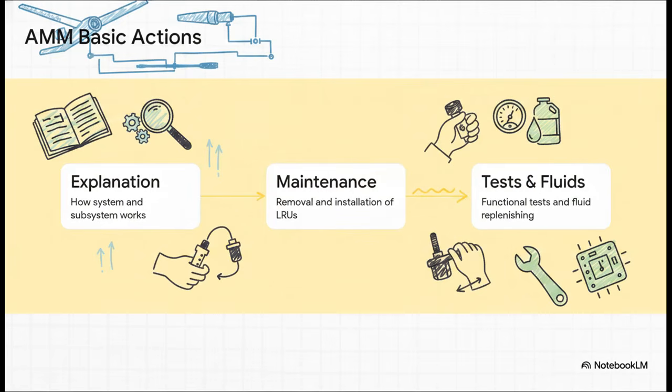Opening the AMM triggers a very logical, functional progression for the mechanic. Step 1 is the explanation. It details exactly how a specific system and subsystem works through its description and operation. Once that's clear, Step 2 moves directly into the physical work, performing basic maintenance like the removal and installation of LRUs or line replaceable units. Finally, Step 3 covers verification, systematically walking the mechanic through functional tests, physical adjustments, and fluid replenishing. It basically takes a technician from initial understanding straight through to the final testing.